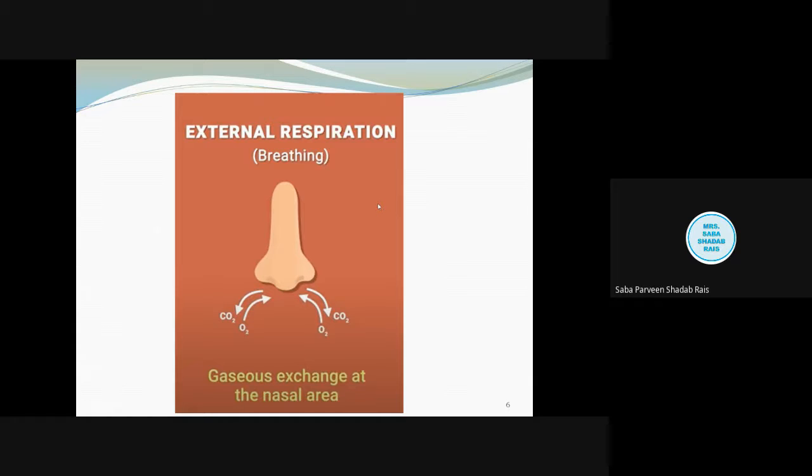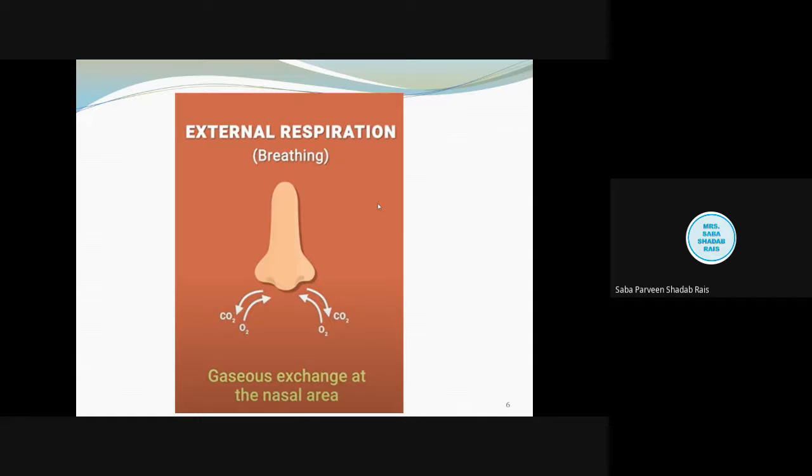First is the external respiration. As I told you, it is the interchangeable word with breathing. It is a very simple process. Here you are just breathing in. Now what are you taking inside? Oxygen, and you are releasing the carbon dioxide. So now oxygen we take from the fresh air, and now see, this exchange of gases happens in case of humans at the nasal area, but different organisms may have different gaseous exchange processes.